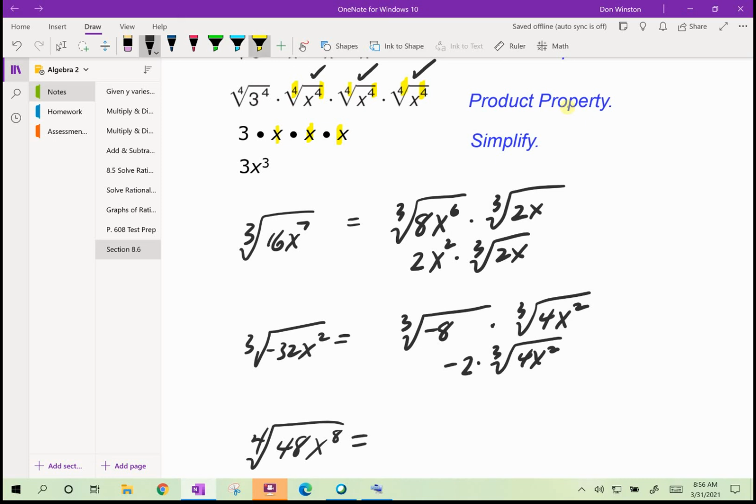Now, again, I could not have evaluated the cube root of x squared, there's nothing I can do with that. Okay, the exponent 2 is less than the index 3. There's no multiple of 3 that goes into 2. So I leave my final answer that way.